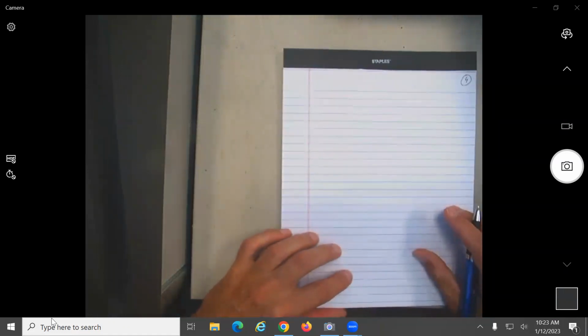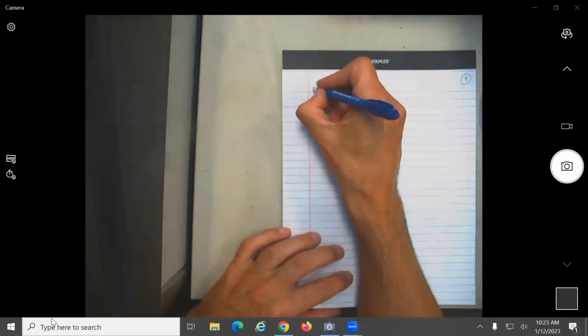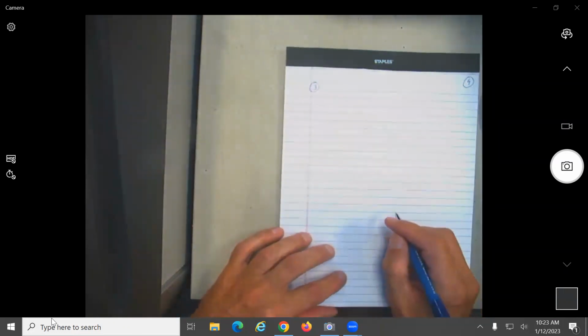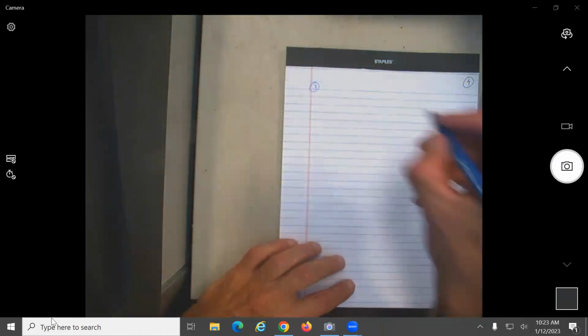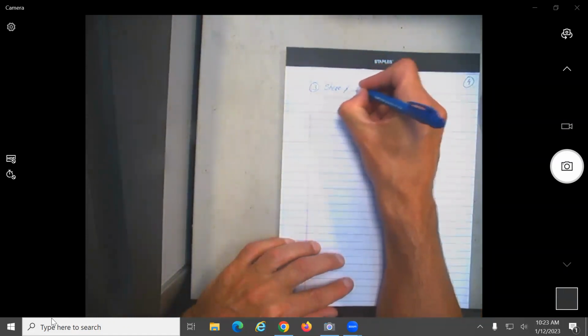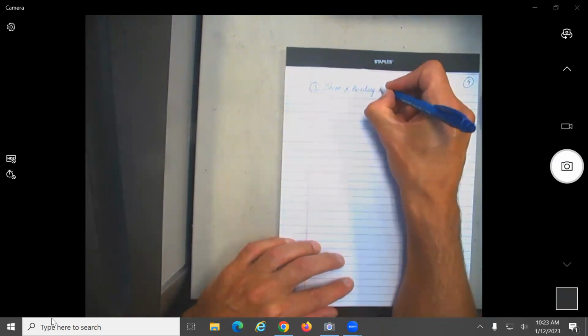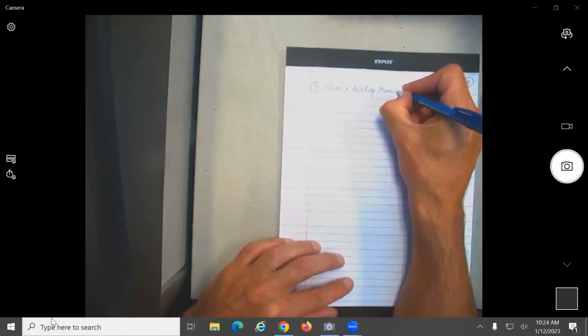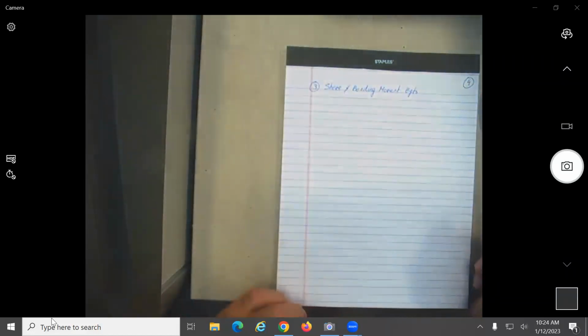All right. So now we get to the step that's a bit more tedious, which is step 3. Which is shear and bending moment equations.